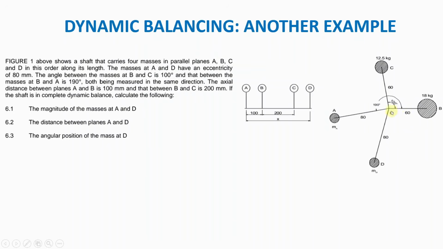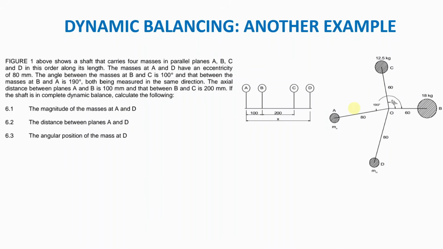And do not mix it up with the distance between the planes of rotation, which is what you see here. These here are the distances between the planes of rotation. These here are not eccentricities. Eccentricities are the radial distance from the center of the shaft. In this case, the shaft is here at O. From the center of the shaft to the center of gravity of the mass, that radial distance is what we refer to as the eccentricity. Very important. So we have 80, 80 and 60, 60.